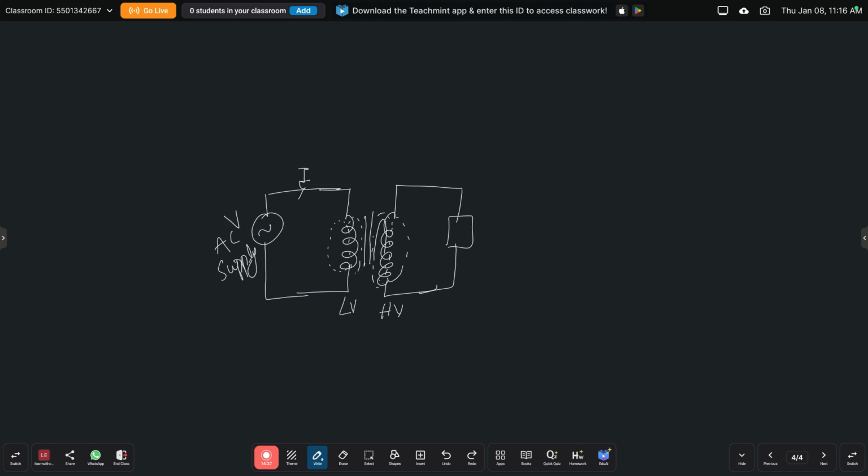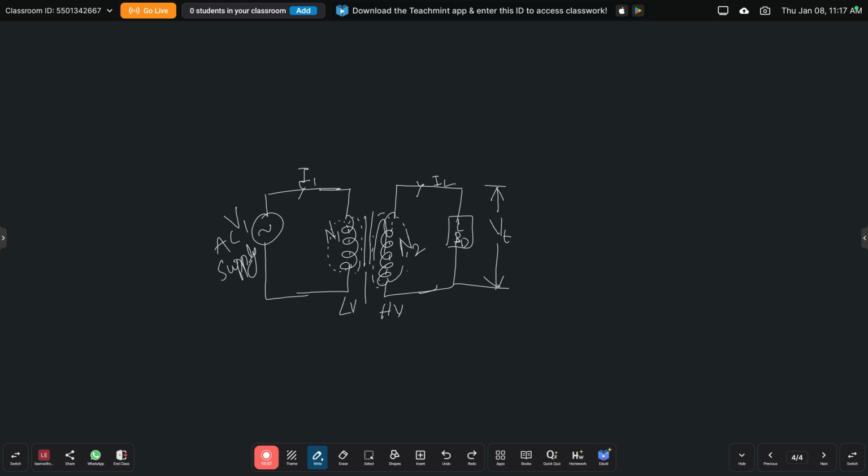So here we give the supply V1 and the current passes through the primary side. The number of turns in the primary winding we represent as N1, and the number of turns in the secondary is N2. Then the EMF will be induced in the secondary coil. The load current will be produced because we connected the load on the secondary side, so the terminal voltage appears across this load terminal.